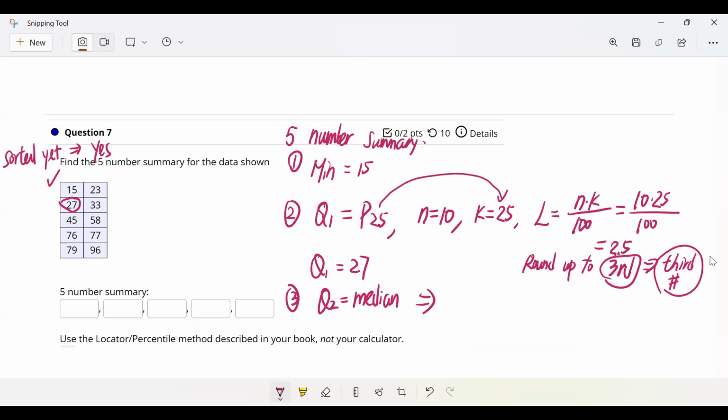So what is the median in this example? How many numbers is that? 10, right? So middle two are the 5th number and the 6th number. So you can average those two. That's the median.